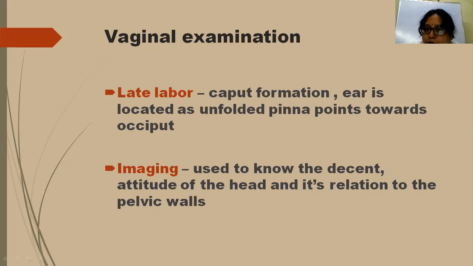Then how do you locate the occiput? We locate it by means of the pinna of the ear, which is not foldable easily. This pinna will point towards the occiput, so we can know where the occiput is. Another method is radiological imaging, where we can assess the descent of the fetus, the attitude of the head, and the relation of the fetus to all the pelvic walls.